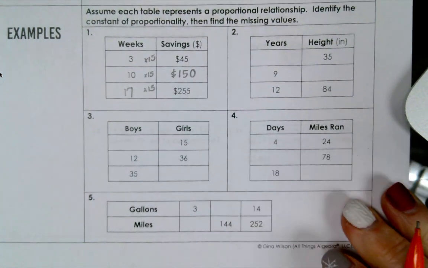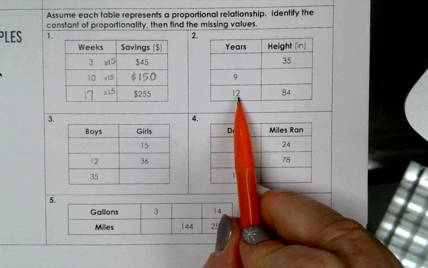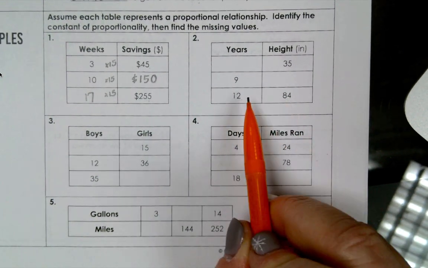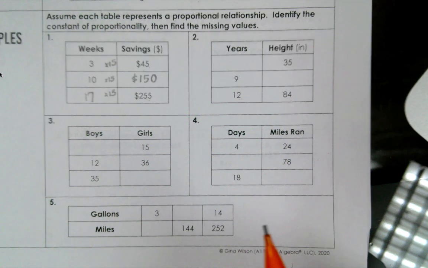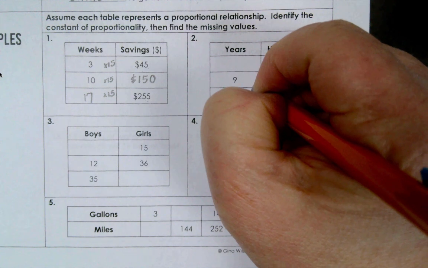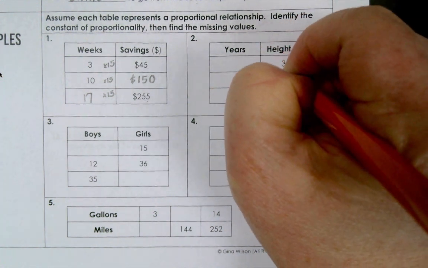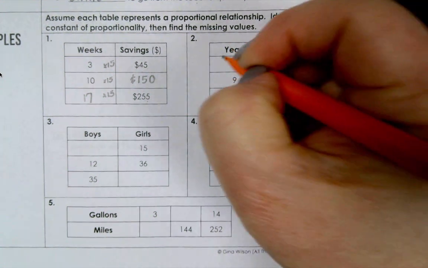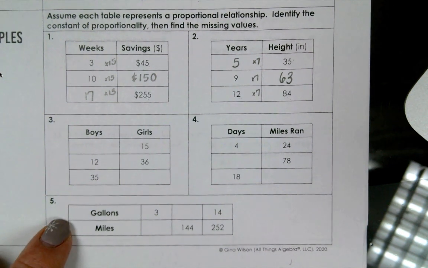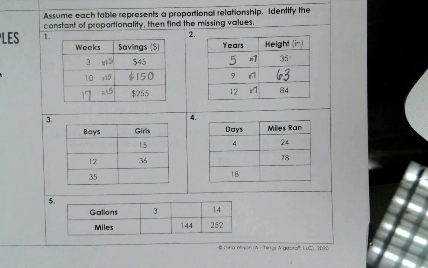Okay? And then, so again, finding my constant of proportionality, 12 to 24. Well, if I don't know what I multiply by, I can divide. 84 divided by 12 is 7. So 12 times 7, okay? So 9 times 7 is 63. 35 divided by 7 is 5, okay? And then I have these tables down here. I will do number 3 with you, and 4 and 5 will be independent.